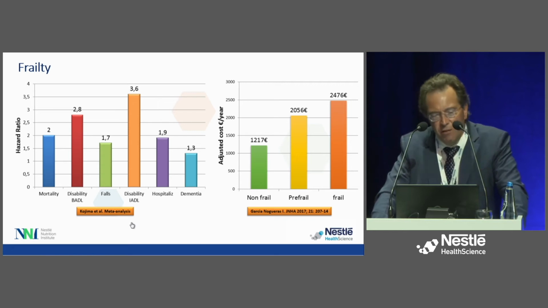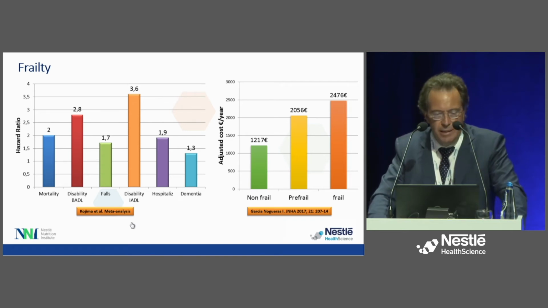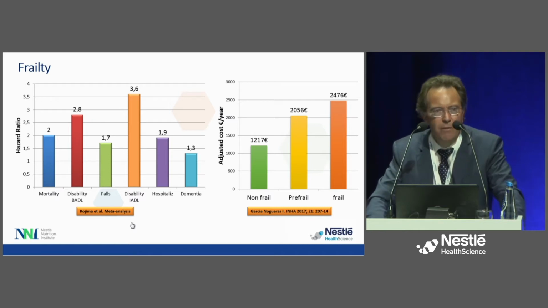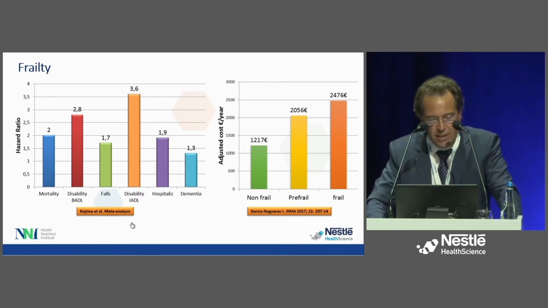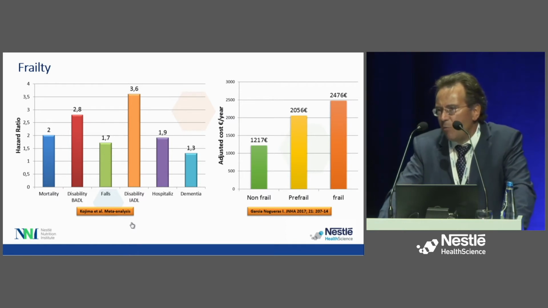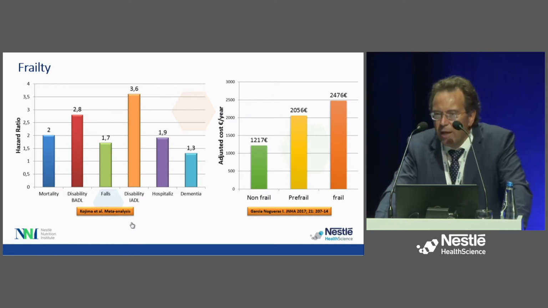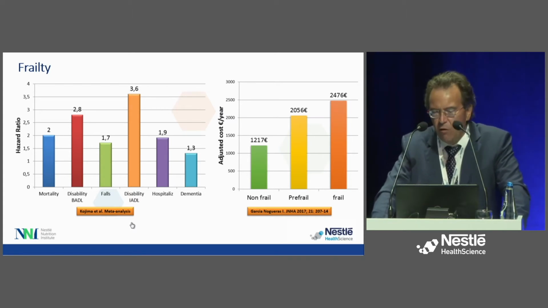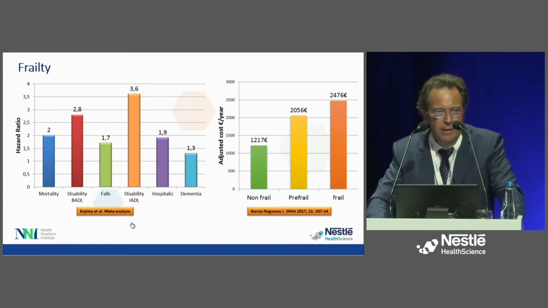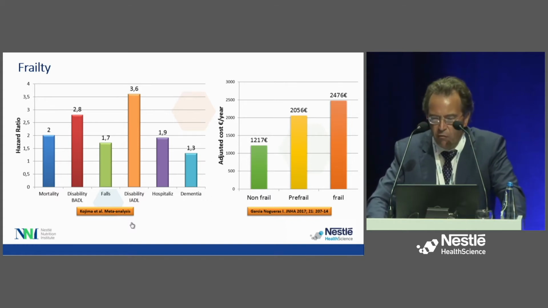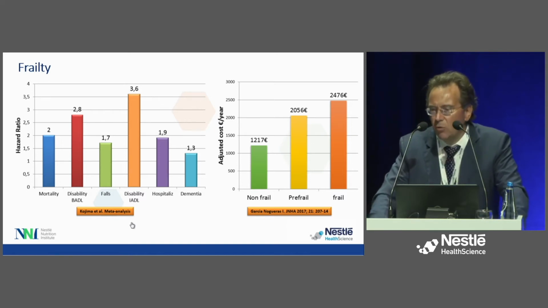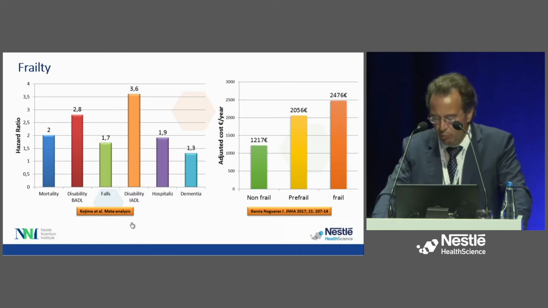It increases the probability of mortality 2 times, of disability in basic activities of daily living 2.8 times, falls 1.7, disability in instrumental activities of daily living 3.6 times, and also hospitalization and dementia. And data from our FRADEA study have also demonstrated how the healthcare cost in hospitals of frail older adults is double that of non-frail ones, from 1,200 euros per year and per patient to almost 2,500 euros per patient and per year.